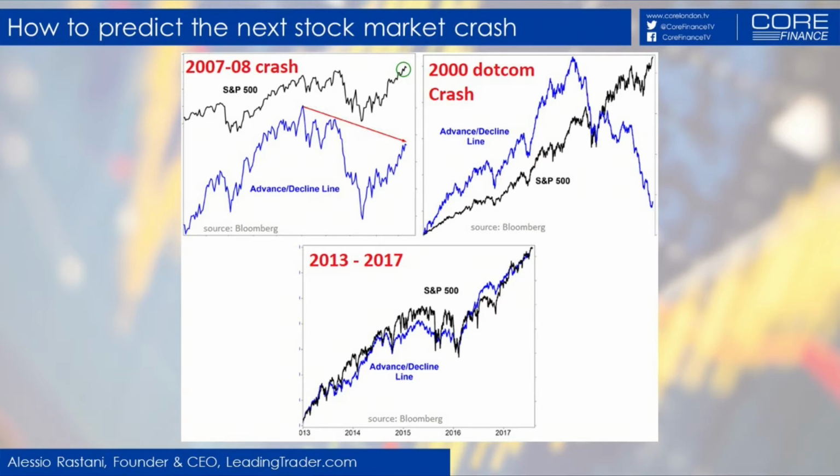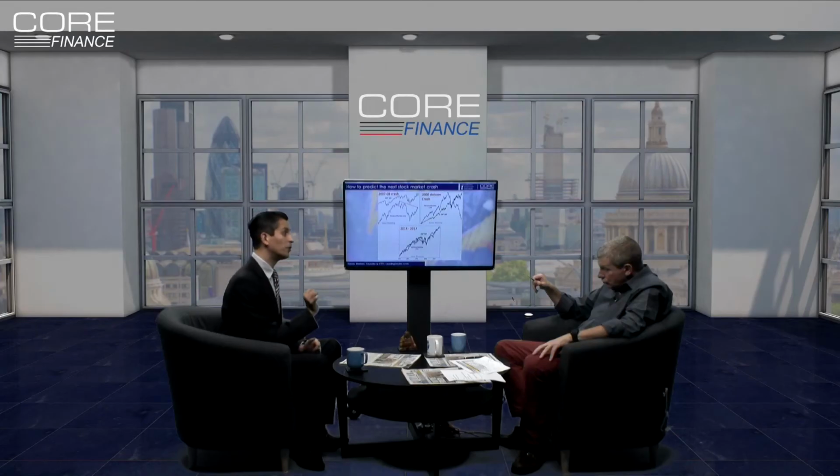Think of the advanced decline line as the way a doctor would measure your temperature. It's a measurement of how strong or healthy this market is. I don't want to go into the whole details of the technicals of what the advanced decline line is, but just remember that it's a very good leading indicator.